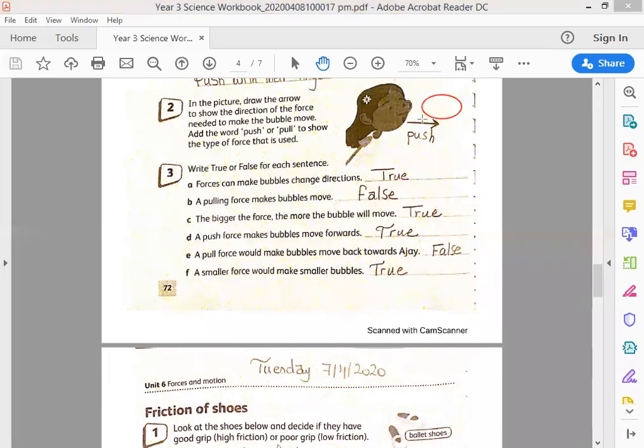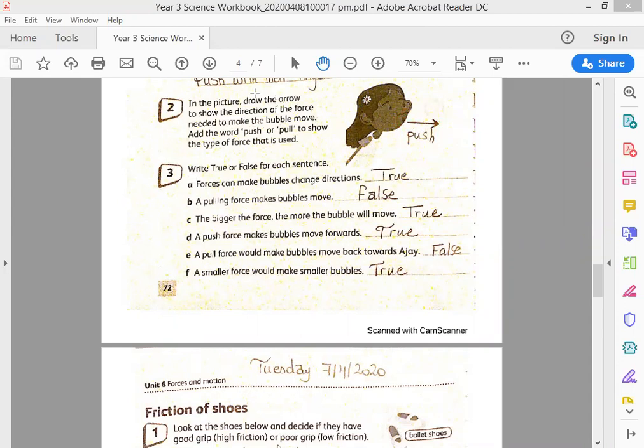Imagine here is the bubble, and here is the girl blowing air. What do you think? The arrow should be in this direction to represent the pushing, because she's blowing air and pushing the bubble away from her. So please take care of the direction of the arrow. It should be in the same direction as the applied force.